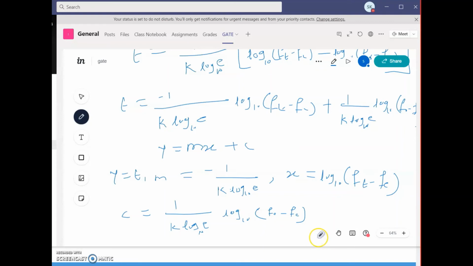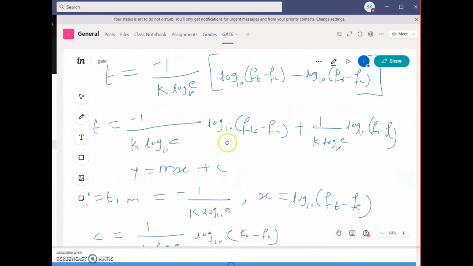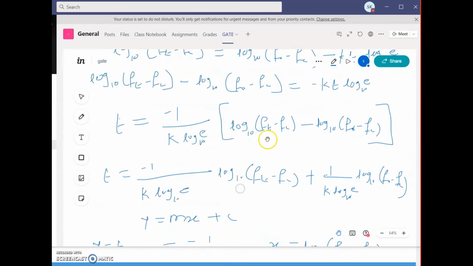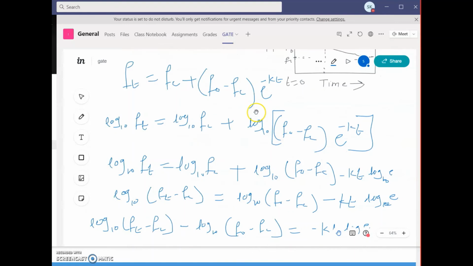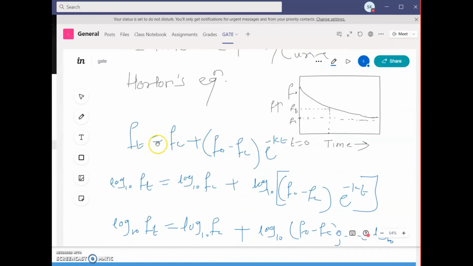I will go to the original equation, because the original equation is here. ft is equal to fc plus (f naught minus fc) into e raised to minus kt. Now in this case, if you know the value of the slope, you can find out k, and if you know k, then you will be able to find out ft. ft means the infiltration rate at any time t.